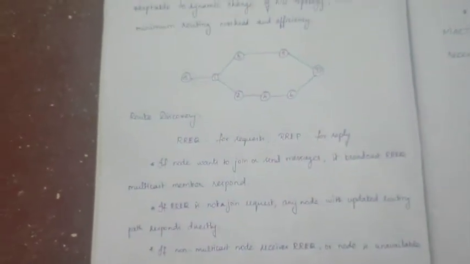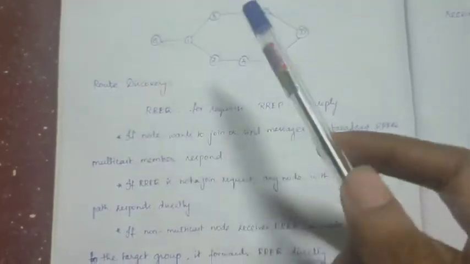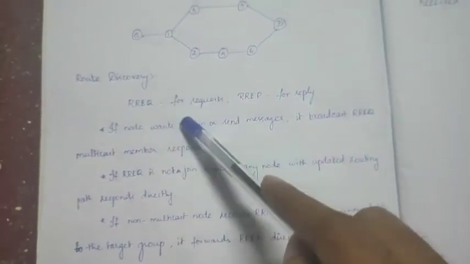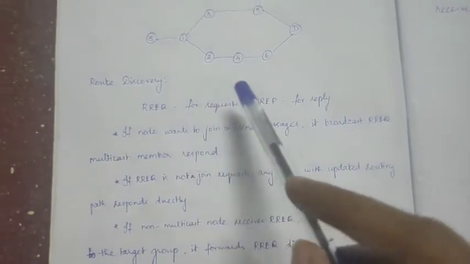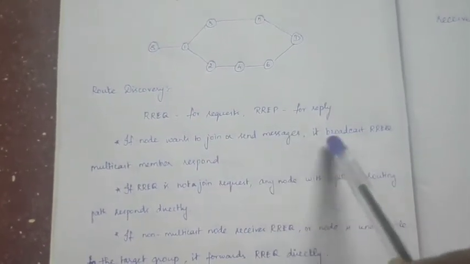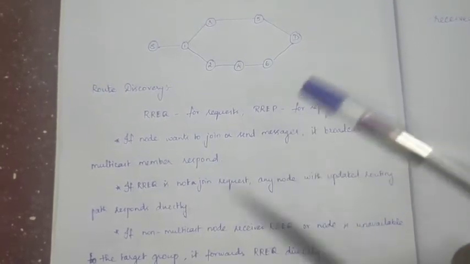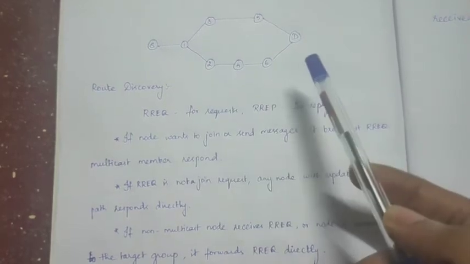The route discovery process is very similar to the ad hoc on-demand distance vector protocol. Same RREQ for request and RREP for reply. If a node wants to join or send messages, it broadcasts an RREQ message, and the multicast member in that group will respond to it.